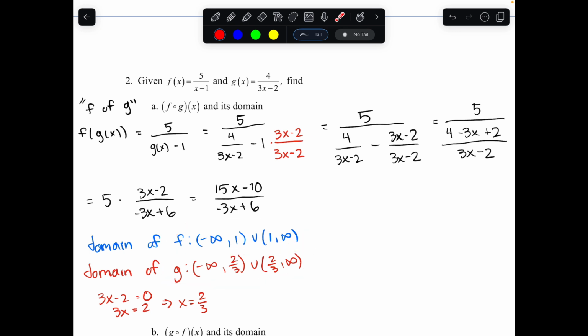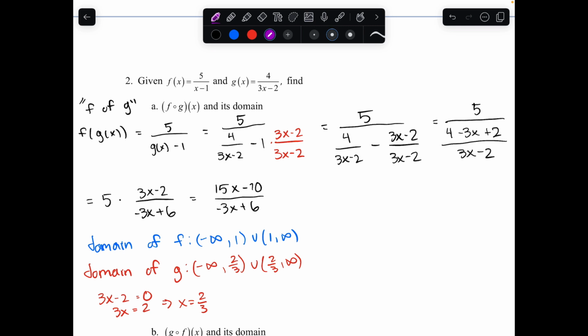So, if f is not allowed to plug in the number 1, that means my output of g is not allowed to be equal to 1. So I have to individually figure out where my function g is equal to 1. Now that will tell me what numbers I'm not allowed to plug in. So how do we figure that out?